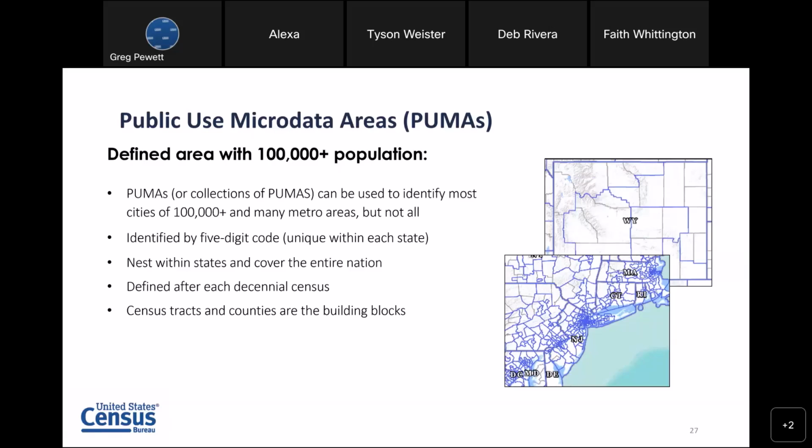They're typically based off of census tracts and counties as the building blocks, and they are redefined after each decennial census. Most cities and metro areas that have 100,000 people or more, you can use PUMAs in order to find the data for that particular city or metro area.